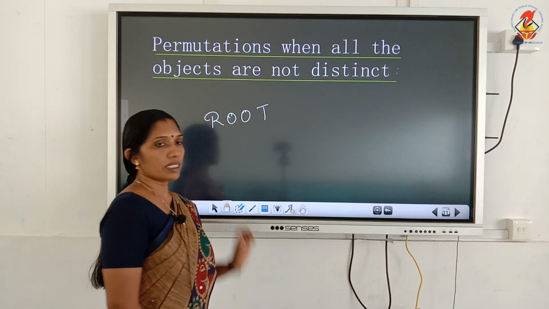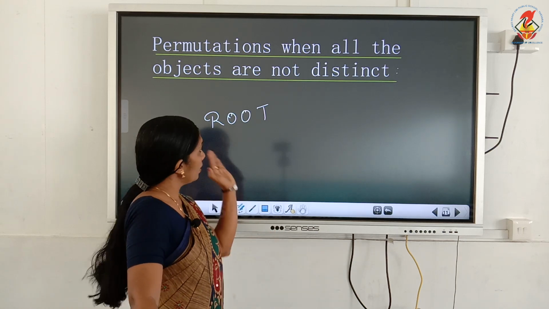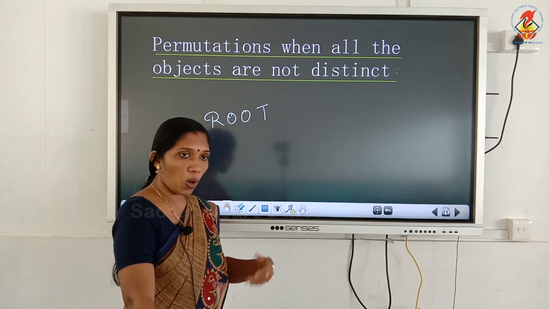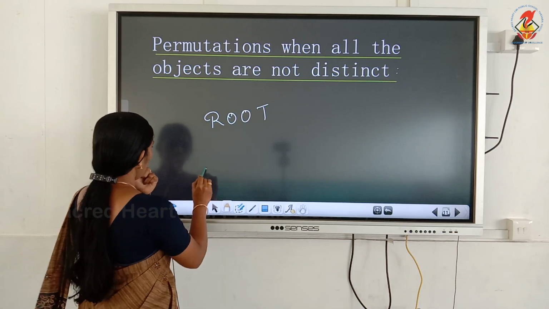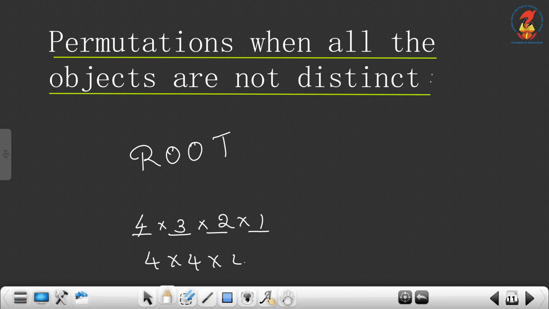So here 4 letters are there. Usually, how do we calculate the number of permutations of these 4 objects using all at a time? We can use the multiplication principle. The first place we can fill in by any of the 4 letters, so 4. Then if repetition is not allowed, you write 4 into 3 ways, 2 ways, 1 way. If repetition is allowed, then we write 4 into 4 into 4 into 4. This way we calculate. But here these two are the same.